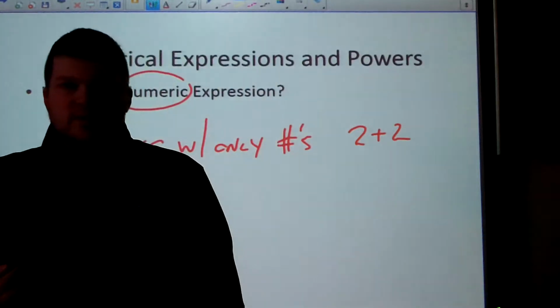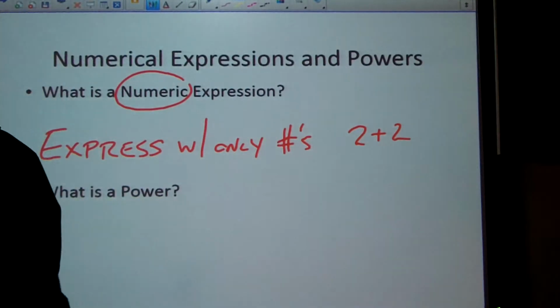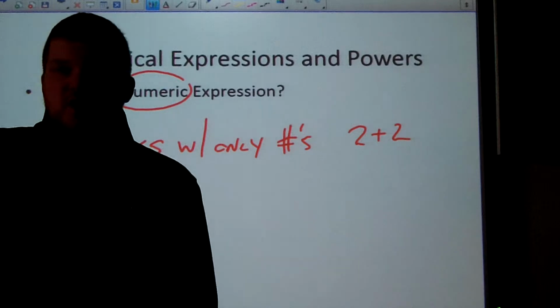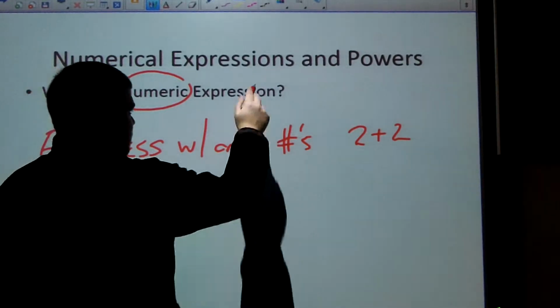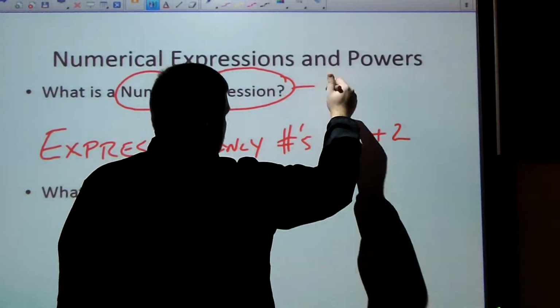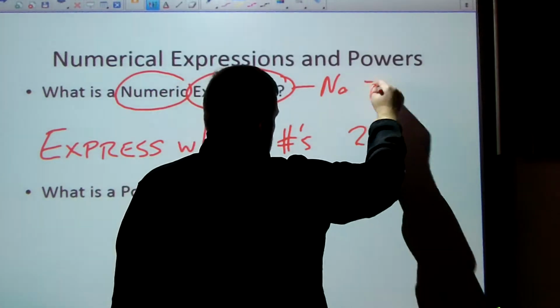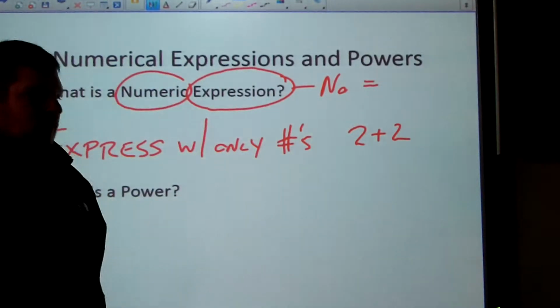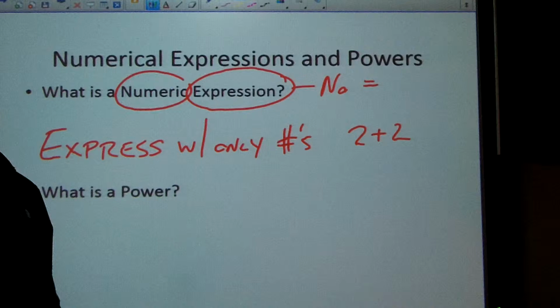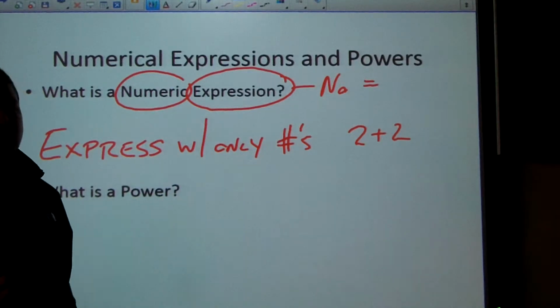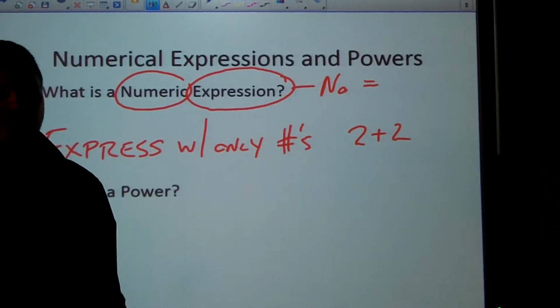Now notice I didn't put an equal there, okay? An expression does not have equals in it. Equations have equals. So expression just means no equals. Alright? And then what's a power? Well, power is essentially fast multiplication.